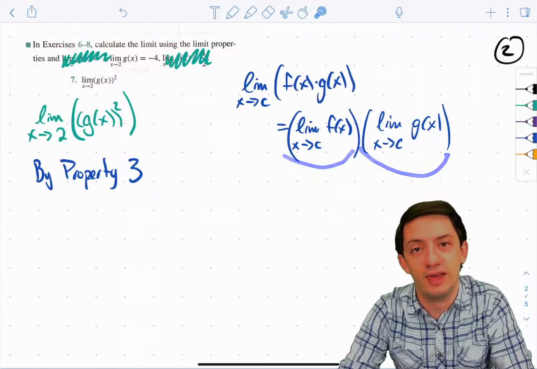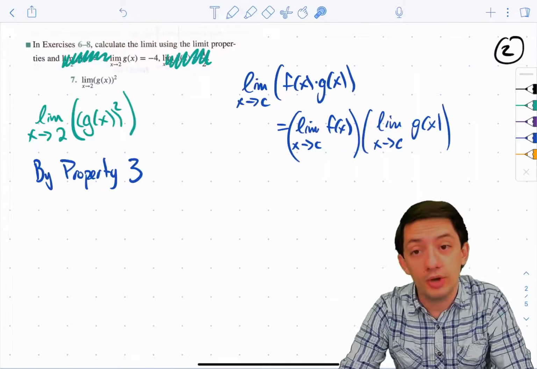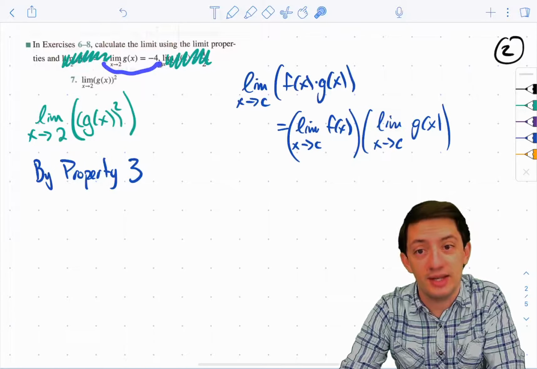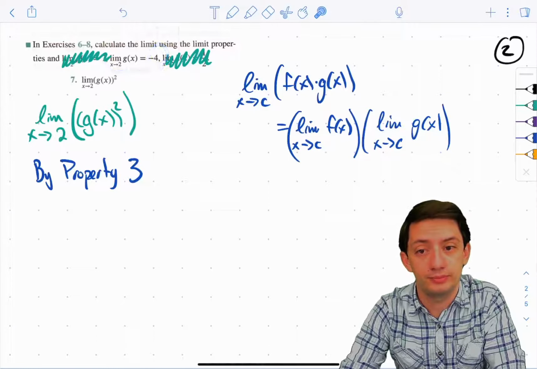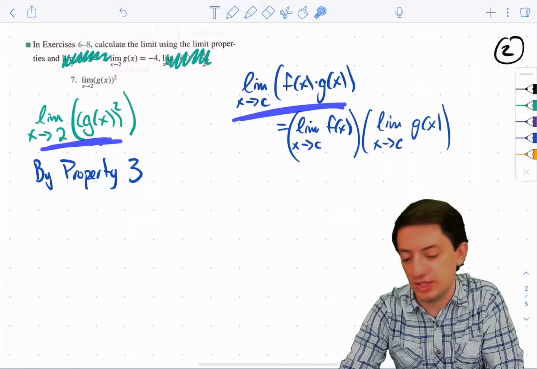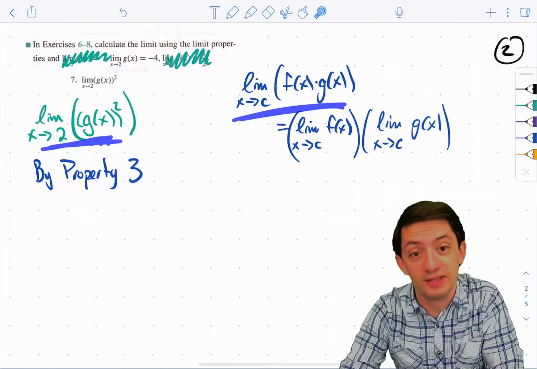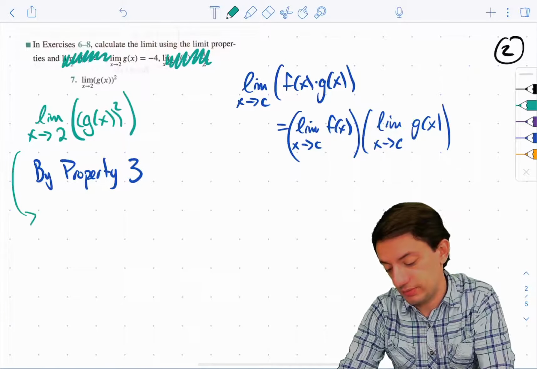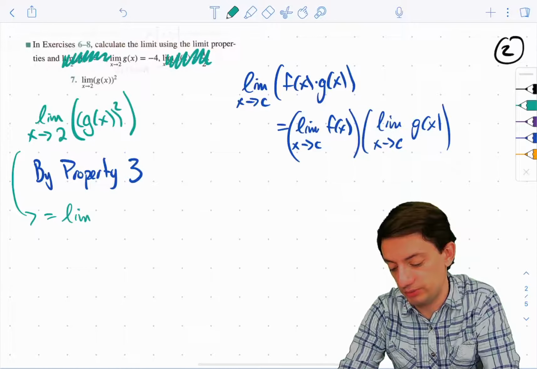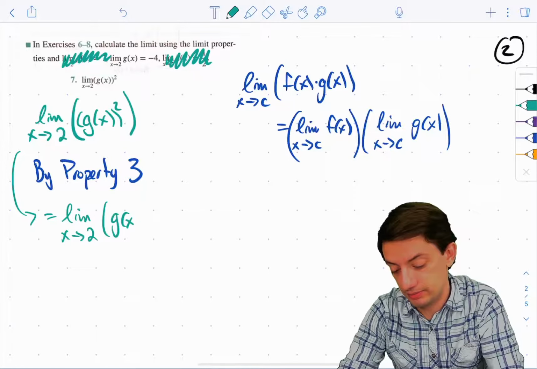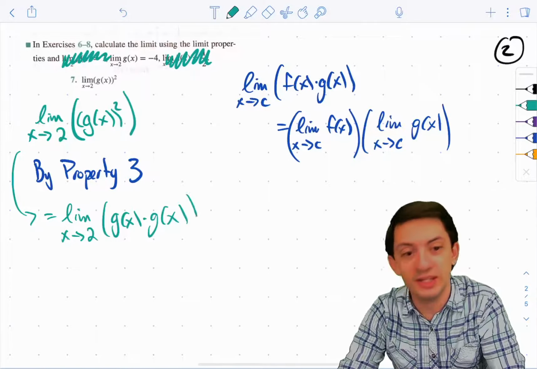Otherwise, it's not valid. So what we know is that the limit as x approaches 2 of g exists, and it's finite. It's -4. So we can apply this property to g of x squared. Now the tricky thing is that g of x squared is really just g of x times g of x. So this equals the limit as x approaches 2 of g of x times g of x. Maybe it's a little bit easier to see what we're about to do if we write it out like that.